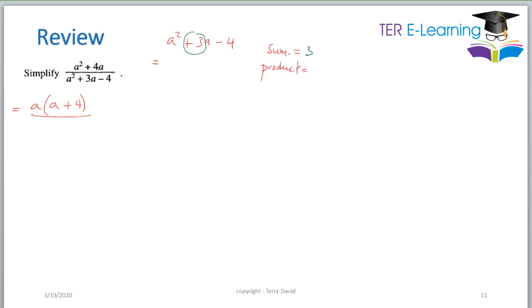is equal to, remember what we're supposed to do? We're supposed to take the coefficient of the squared term and multiply by the constant. So this is minus 4. So I'm looking for two numbers whose sum is 3 and whose product is minus 4. All right? So can somebody tell me what that is?